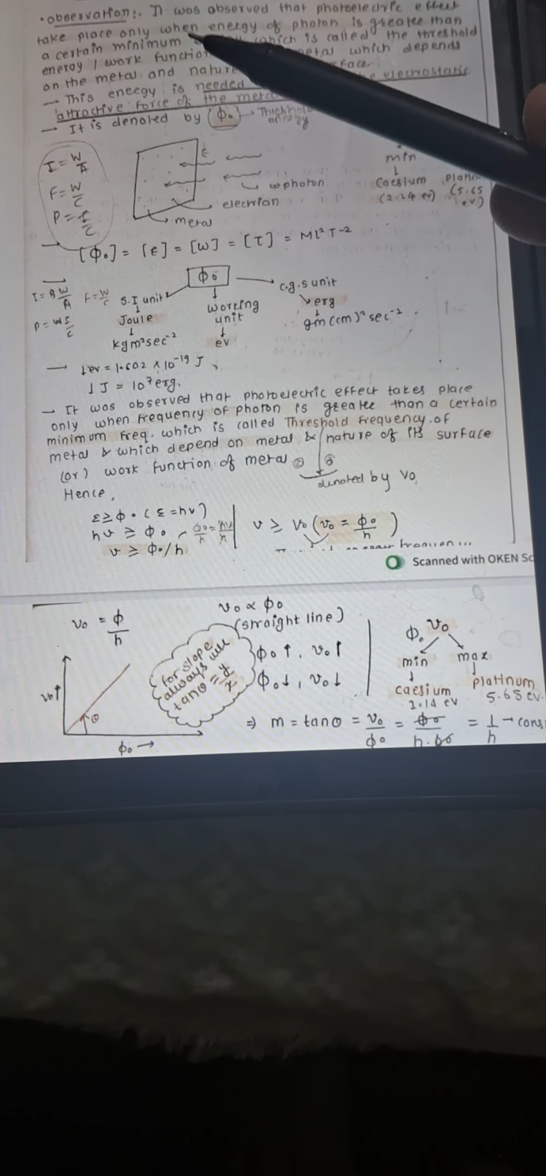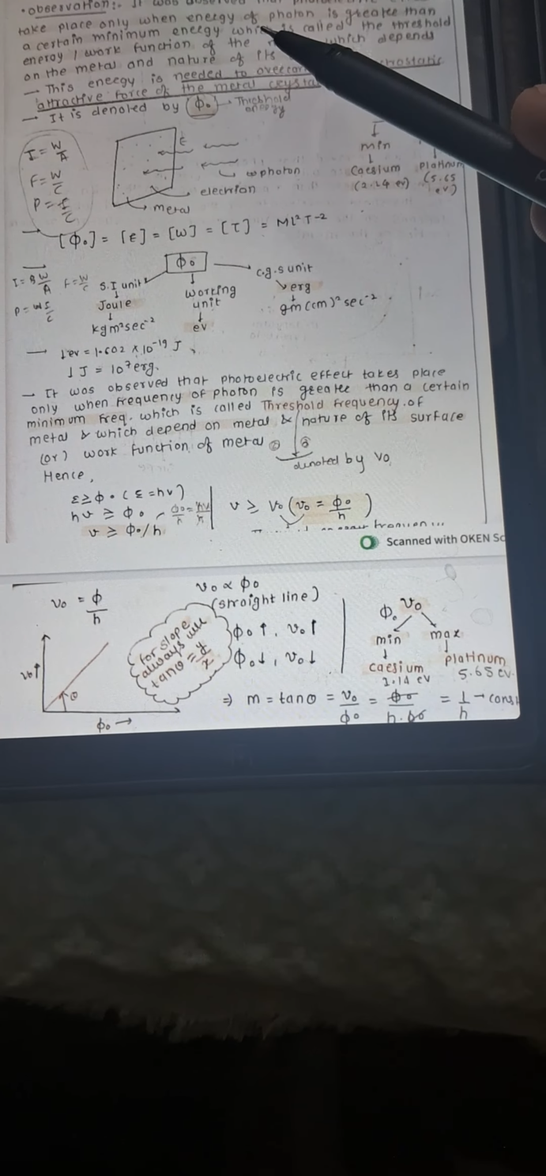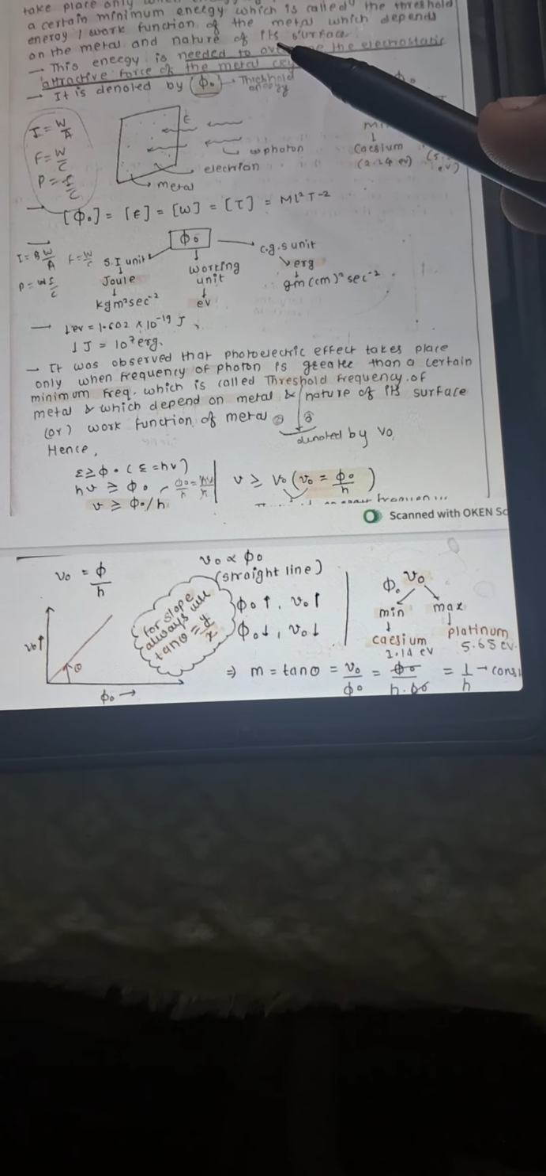For the first thing, the observation. It was observed by scientists that when the energy of a photon is greater than a certain particular energy, then certain electrons are emitted from the surface. This minimum energy is called the work function of that particular metal, which depends on the metal and the nature of its surface, and it is called the work function or the threshold energy.